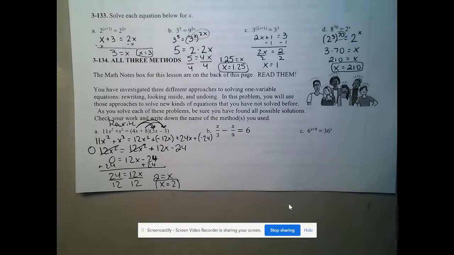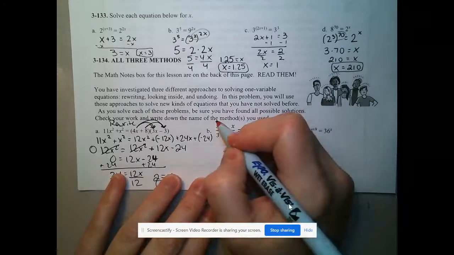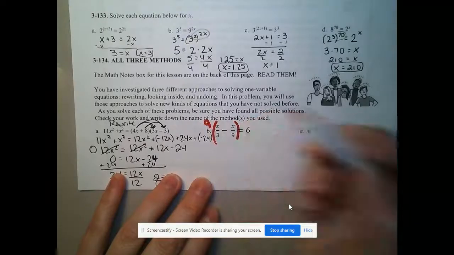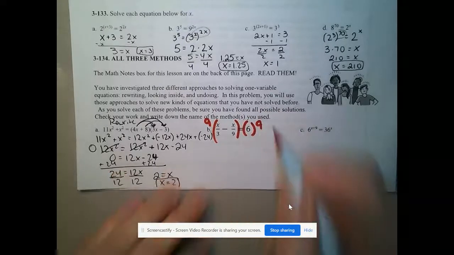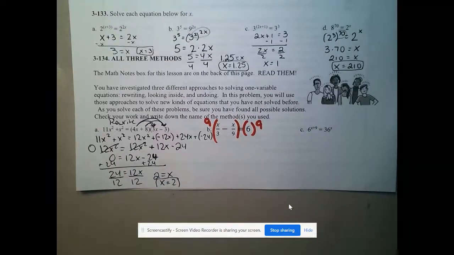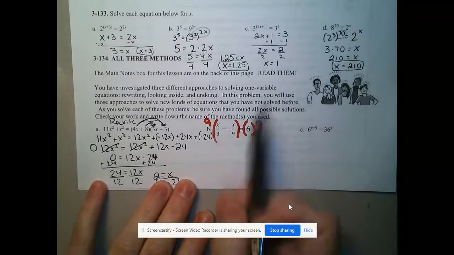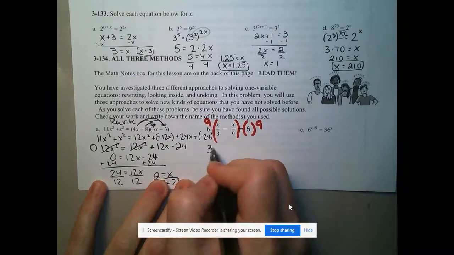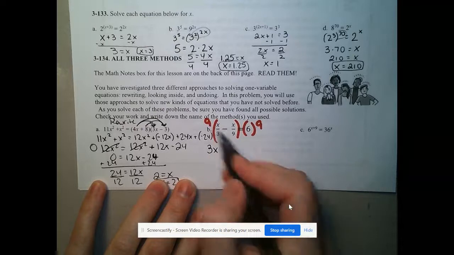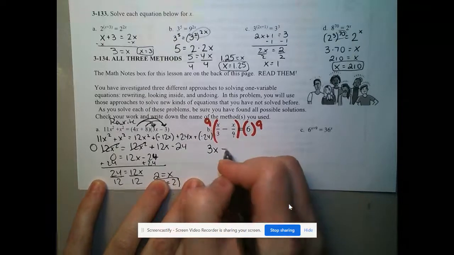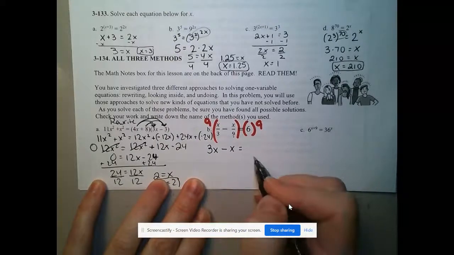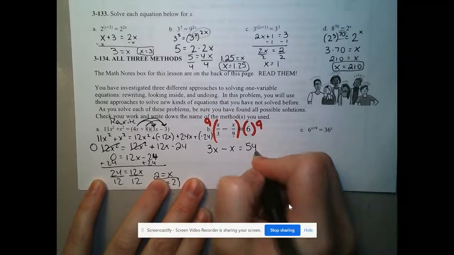I'd like to think the next one is just as clear because it has fractions, that fraction busters is probably the way to go. So the least common multiple for denominators 3 and 9 would be 9. So I'm going to multiply everything on the left by 9 and multiply everything on the right by 9. So this 9 and 3 would simplify, and you'd have 3 left in the numerator for 3x. This 9 would cancel with the 9 in the denominator, so minus x, equals, and 6 times 9 is 54.